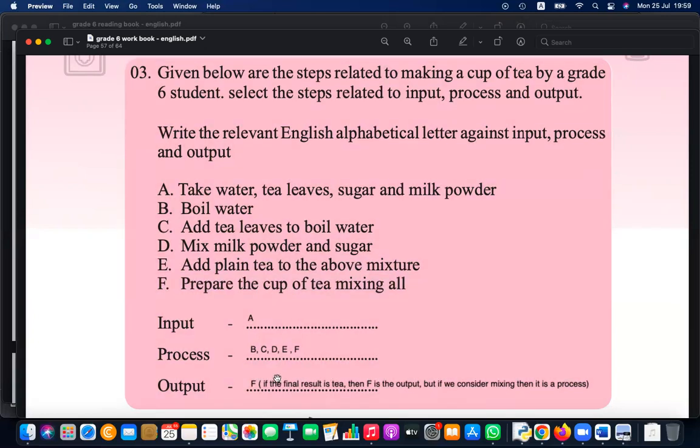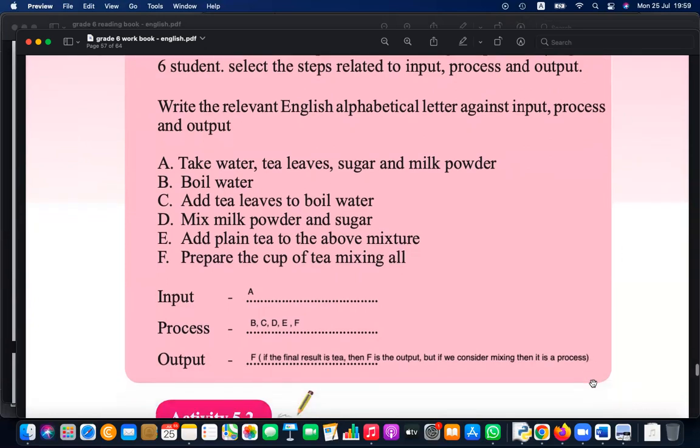That's why I have bracketed that and write this inside, because you cannot directly call that the output. It is also a process. But if you consider this as the final step, and the final result is the tea, then that can be treated as output. But here, mixing and all, that is a process. Mixing is a process. Boiling is a process.